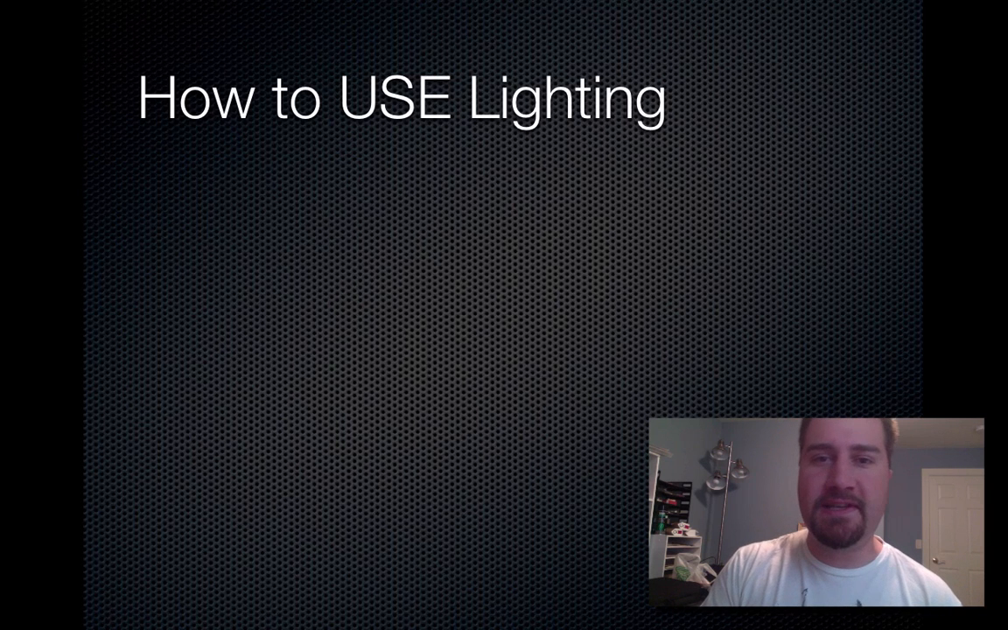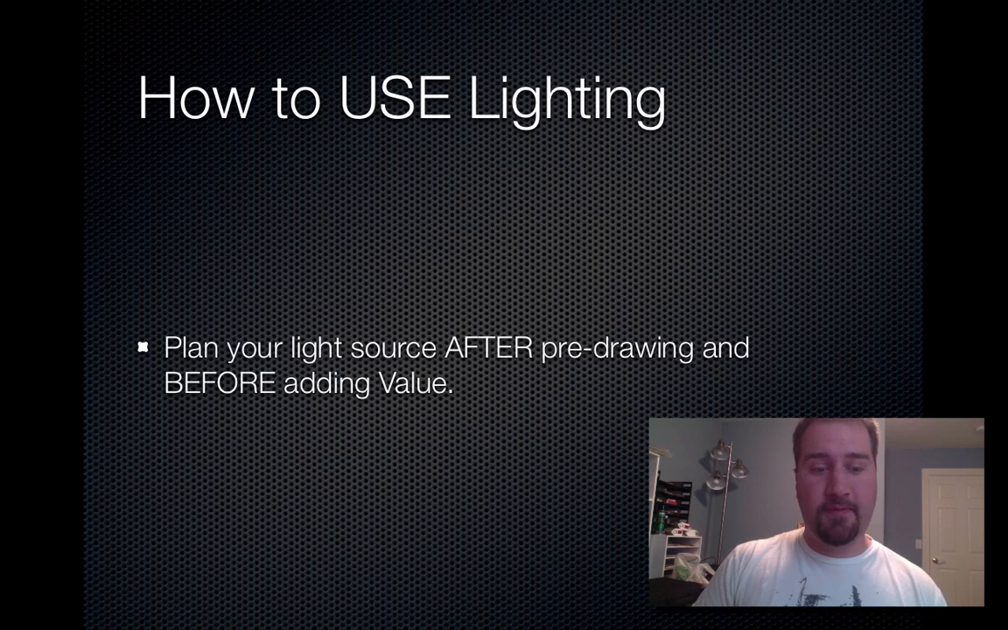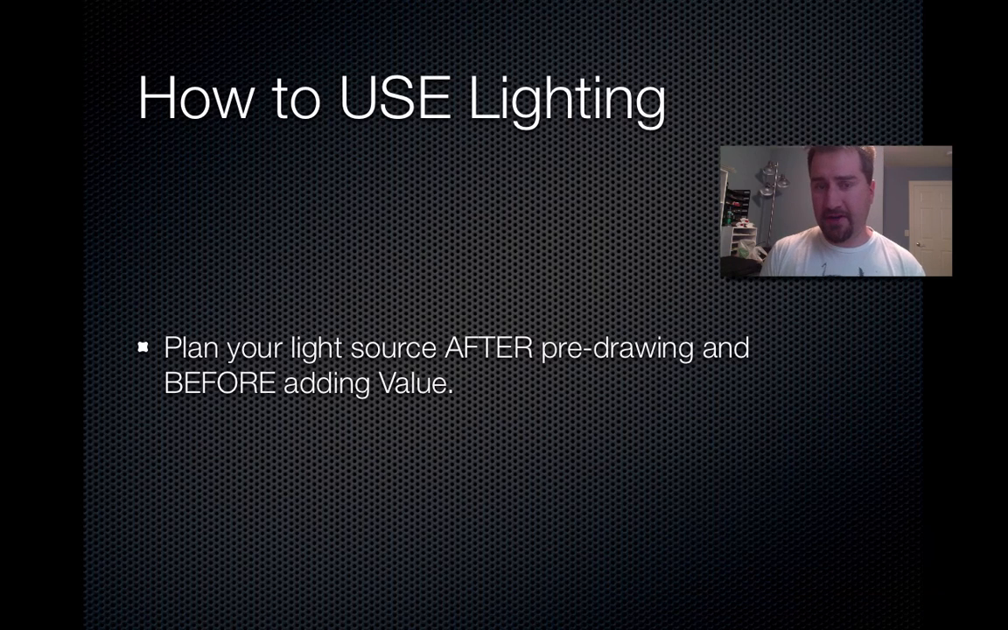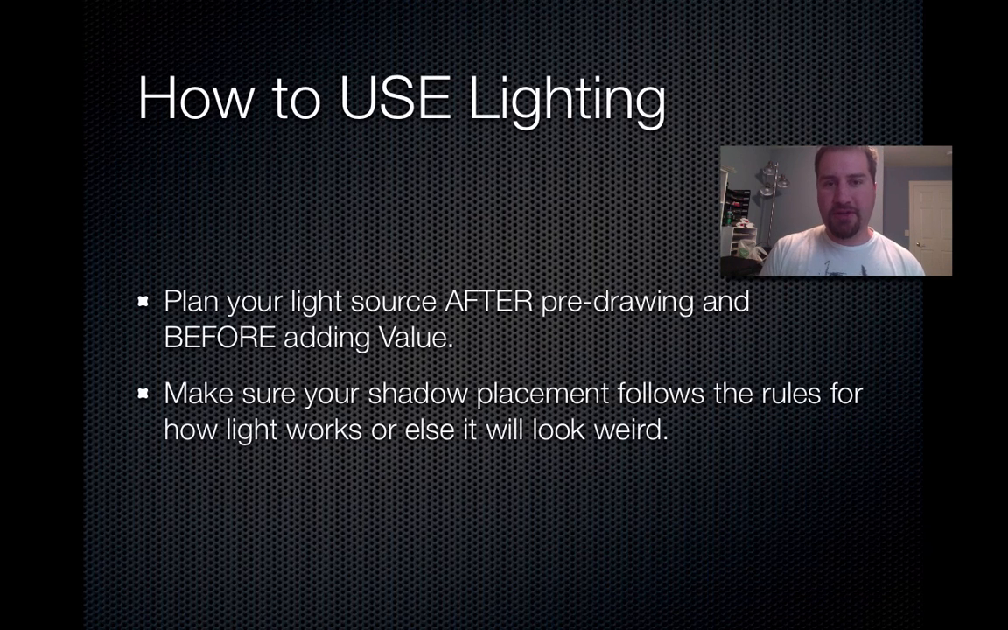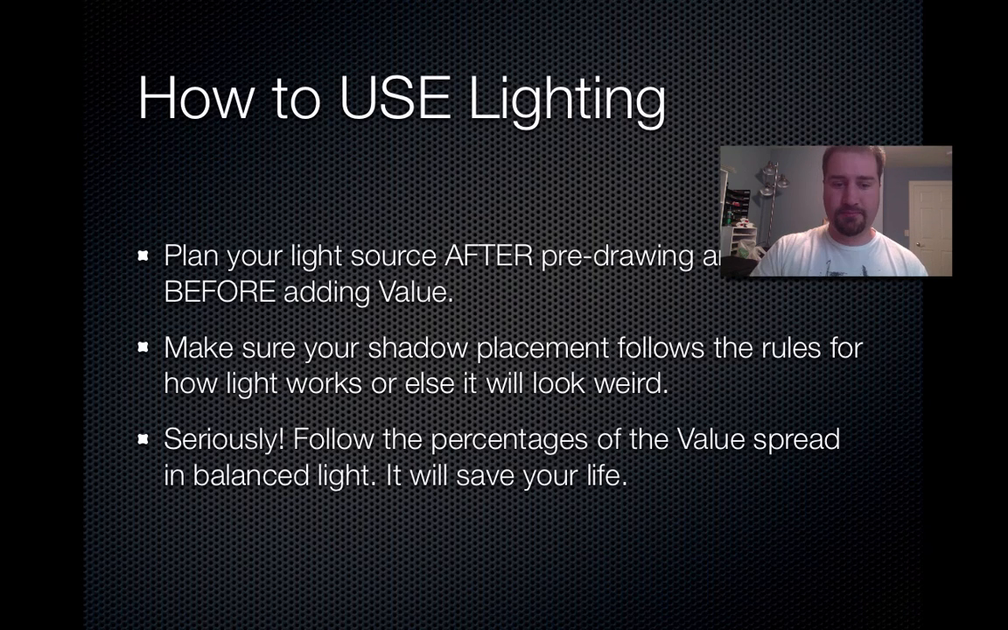And coming to a close, let's sum up how to use lighting. First of all, before you even start your value drawing, know that you need to plan your light source out. You plan your light source after your pre-drawing, but before you start to add your value. Also, make sure that the placement of your shadows lines up with the rules for how light works, or else it will just look weird. And seriously, follow those percentages for how much highlight, how much midtone, and how much shade there are. It will make your piece look believable to your viewer.